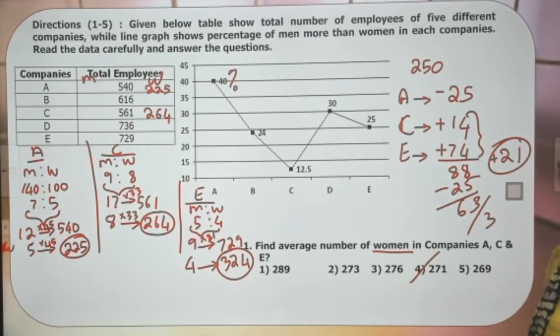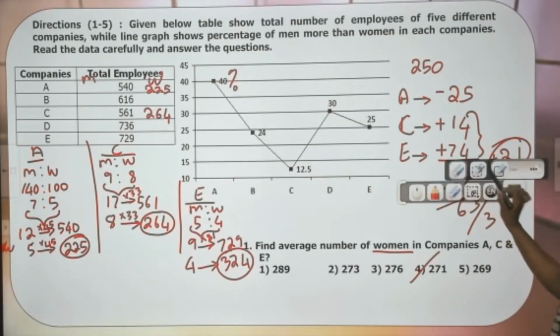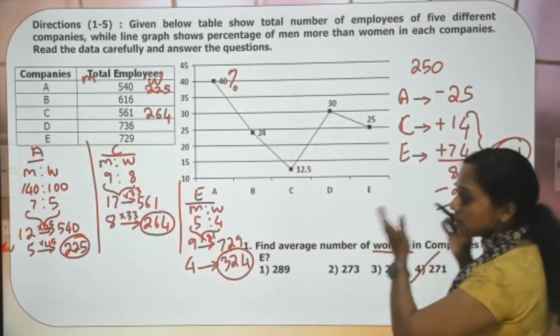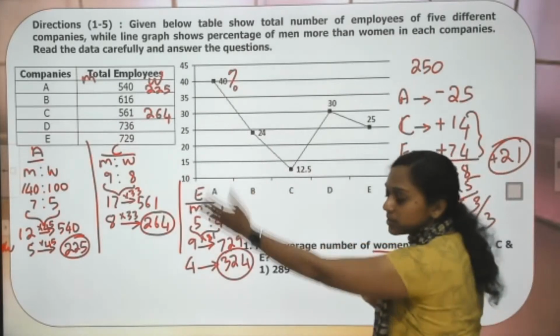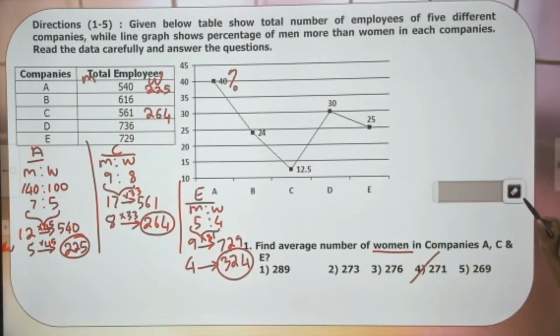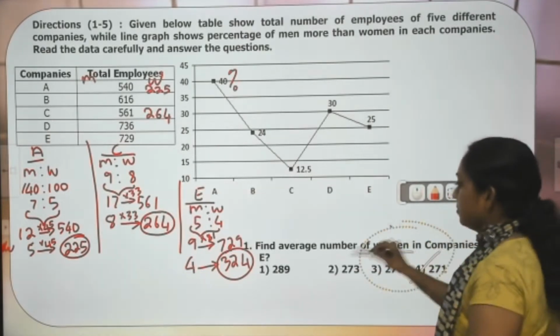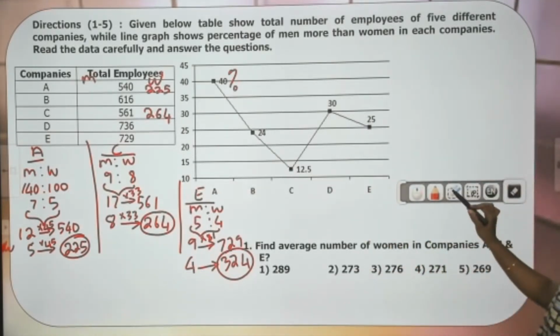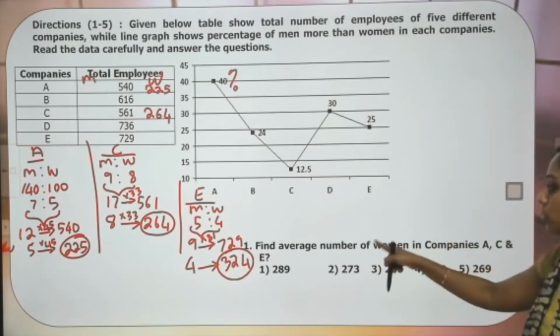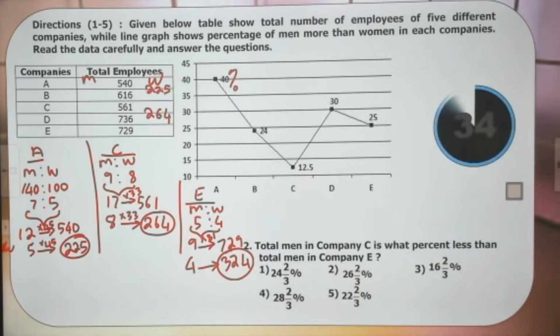Okay, I think it is clear for you. I'm moving on to the next question. I'm just keeping this data for the next remaining questions, so I'm not rubbing this data. Here comes the next question, question number 2.